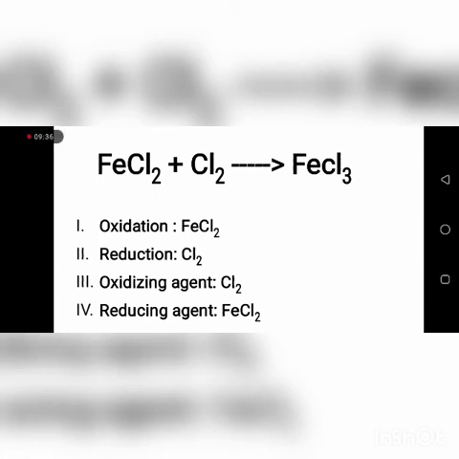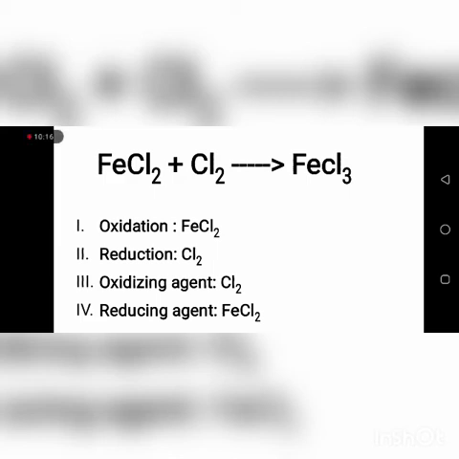Now, let us look at the third example. We have iron 2 chloride reacting with chlorine gas to give iron 3 chloride, and we want to identify oxidation, reduction, oxidizing agent, and reducing agent. If you look at the iron at the reactant side, it's iron 2. At the product side, it has turned to iron 3. And we said oxidation is the increase in oxidation number, because the oxidation number of iron has increased from 2 to 3. That means iron 2 chloride is undergoing oxidation.